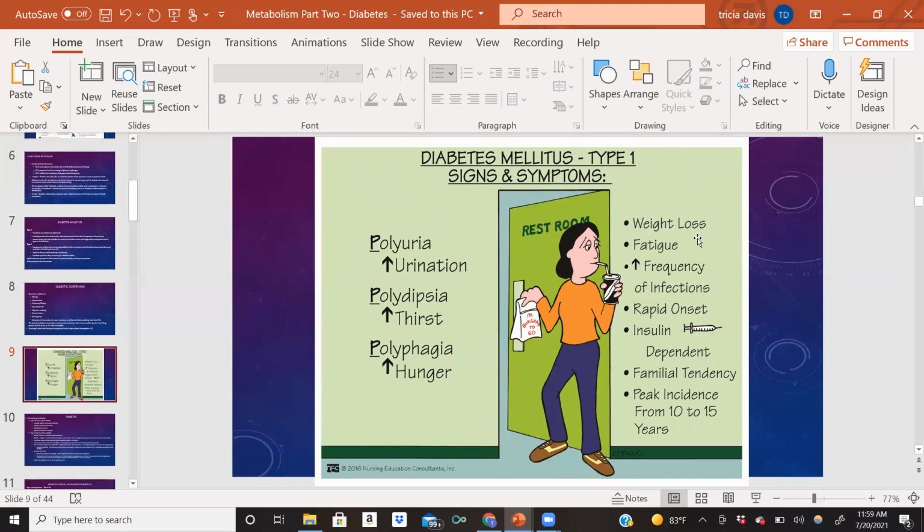These patients are going to present with weight loss. They're going to complain of fatigue. They might even complain of an increased frequency of infections, UTIs, skin infections. Usually with type 1 diabetes, it is a very rapid onset. It's not gradual like our type 2 diabetes patients. And these patients will be insulin dependent because their body does not make any insulin. We do see that familial tendency, so this is usually hereditary in families. And then we see a peak incidence from 10 to 15 years.